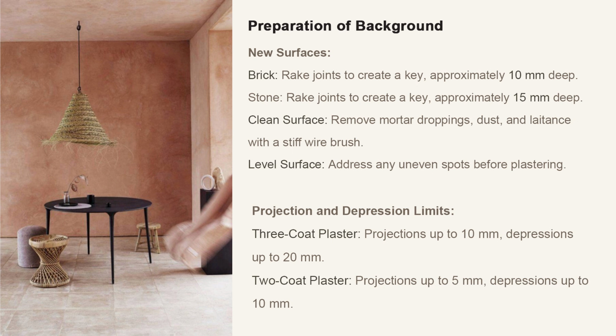Then, depending on whether we are aiming for a 3-coat or 2-coat plaster, we keep projections and depressions within specified limits. For 3 coats, the projection shouldn't exceed 10 mm and the depression 20 mm, while for 2 coats, it is 5 mm and 10 mm respectively. Having understood the general steps, let us now consider lime plaster as our first choice, which can be applied either in 3 coats or 2 coats.